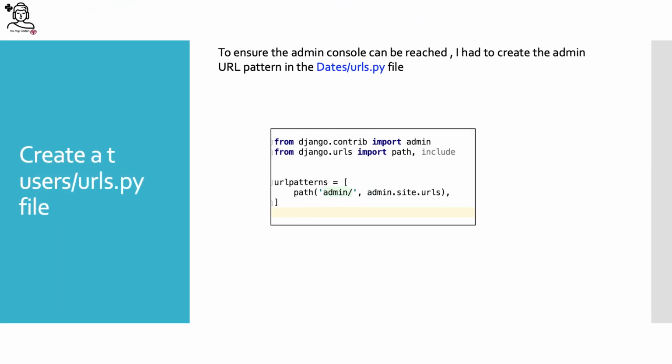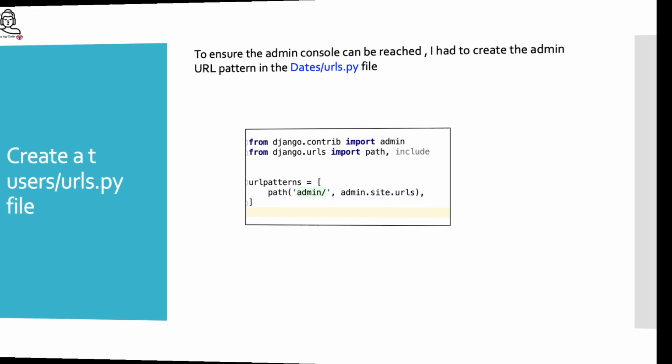And guys, I had to do this. You might not have to do this, but to ensure the admin console can be reached, I had to create the admin URL pattern in my dates urls.py. So in my actual project, I had to enter the path statement here at admin.site.urls. Otherwise, it wasn't working for me. So you might not have to do that, but I just wanted to make mention that I did.